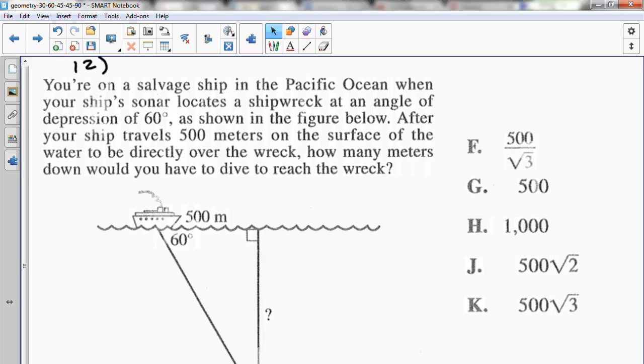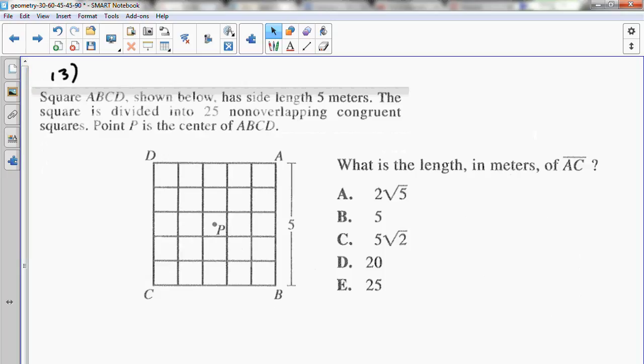Now this one doesn't scream 30, 60, 90, but hey, 90, 60, 30. If this one's 30, what's this here? The short leg. And so this one would be the long leg. So we take the short leg and multiply it by square root of 3. So this one's 500 square root of 3. That was pretty easy. Now, what would the hypotenuse be? 1,000. Yeah, 1,000. This one's not hard, and we'll sit down for this one too.